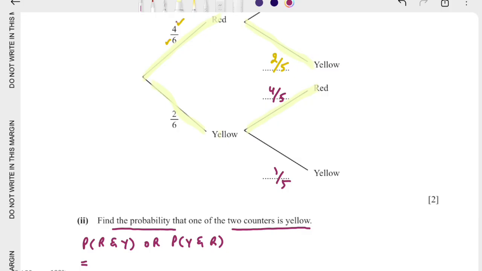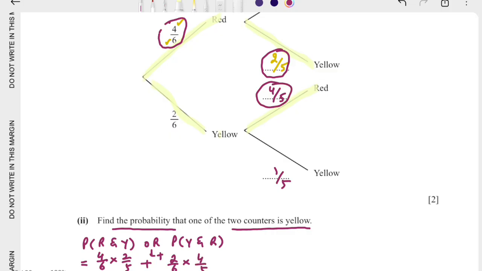It will be 4 upon 6 for red times 2 upon 5 for yellow, or plus, for yellow 2 upon 6 multiplied by, for red, 4 upon 5. We'll simplify it.